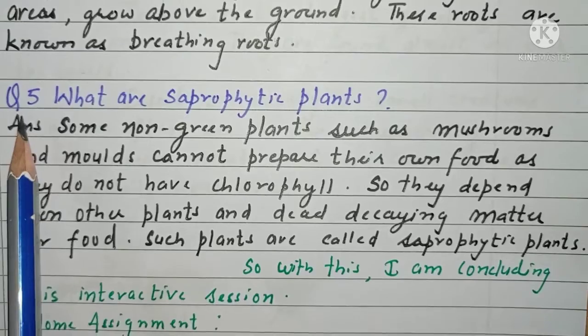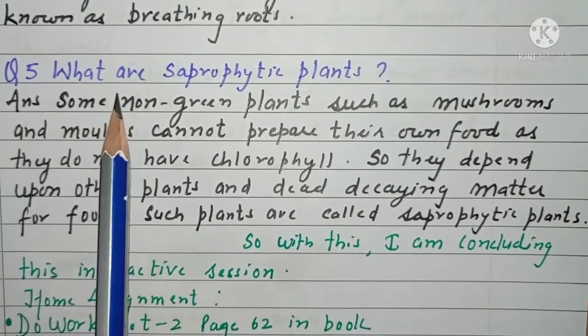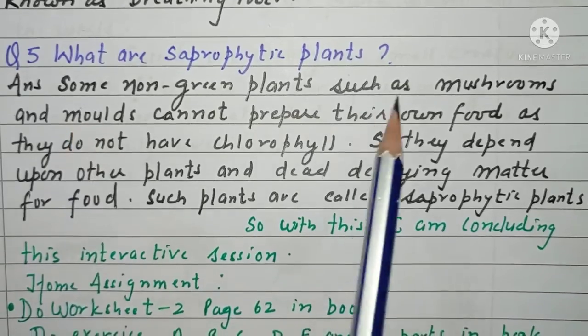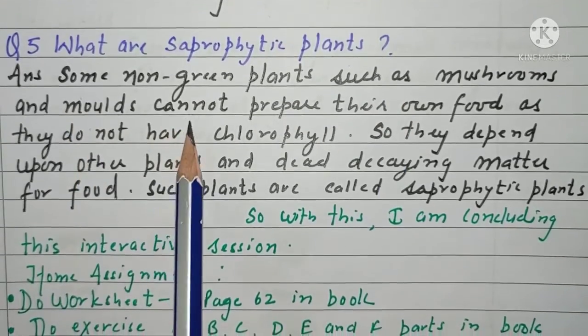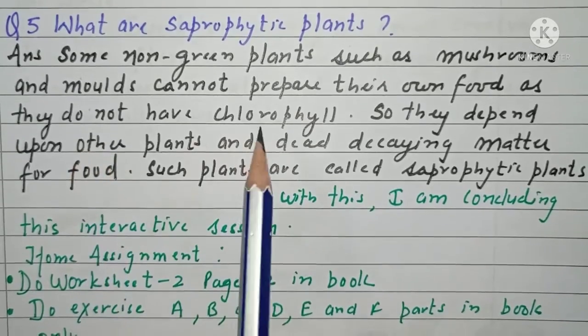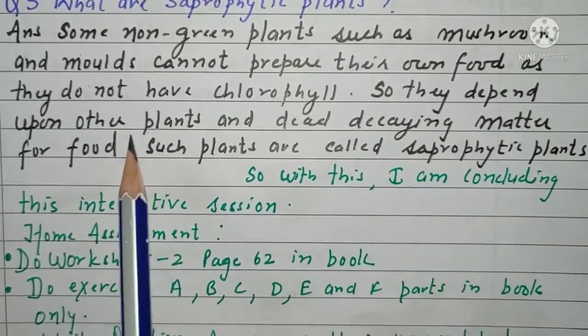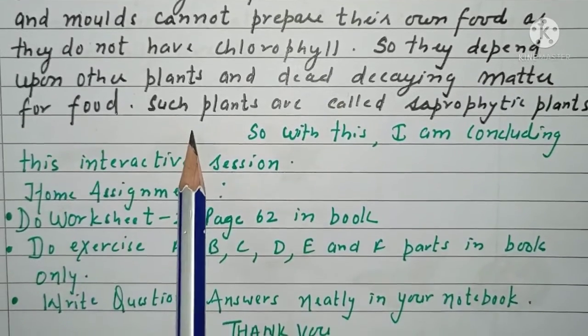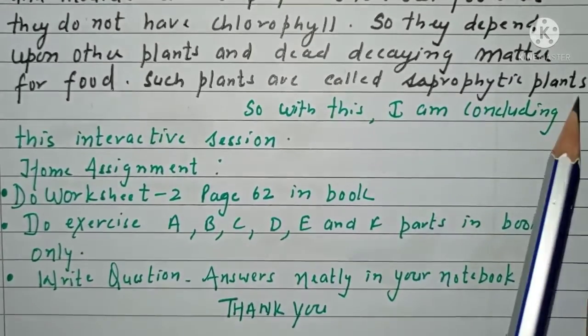Now children, the last question is question number 5. What are saprophytic plants? There are some plants such as mushrooms and molds. They cannot prepare their own food as they are non-green. That means they do not have chlorophyll. So they depend upon other plants and their decaying matter for food. And such plants are called saprophytic plants.